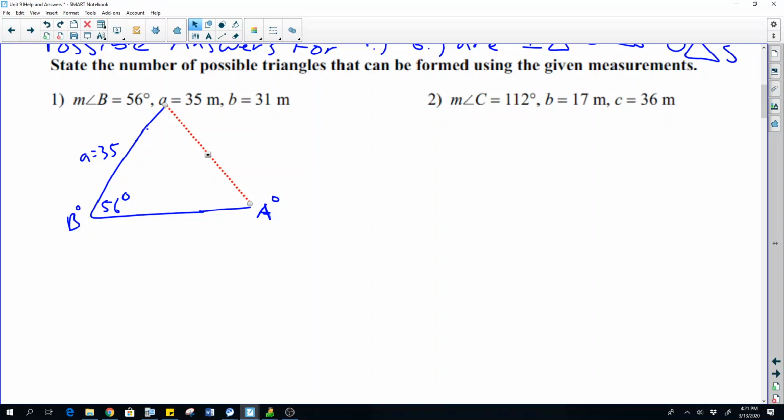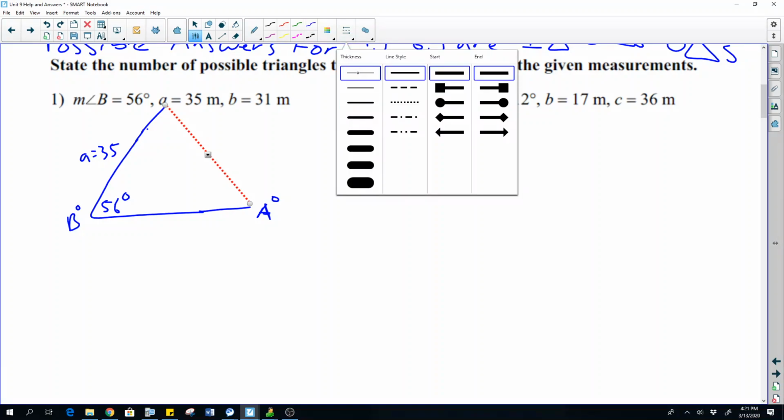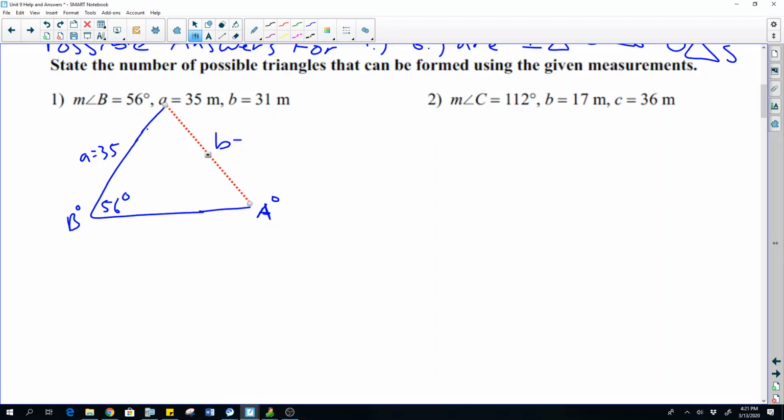So what we're going to do now is see if it's even possible to get angle A using the law of sines. They do give us the angle opposite big B, 56 degrees, the given angle. They also give us the side length, 31 meters. Then we make sure we don't get an error in our calculator, because that means 0 triangles.